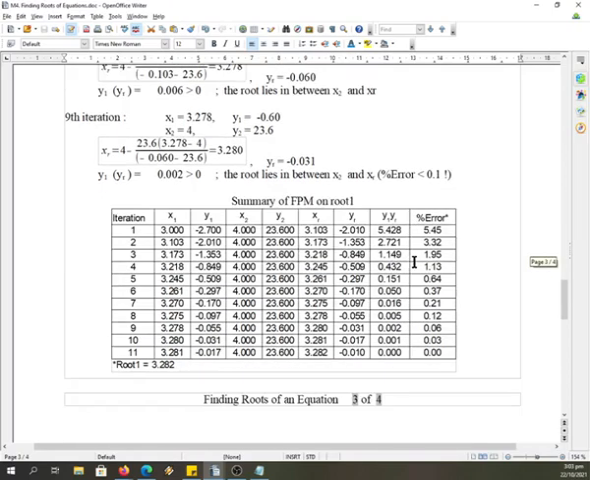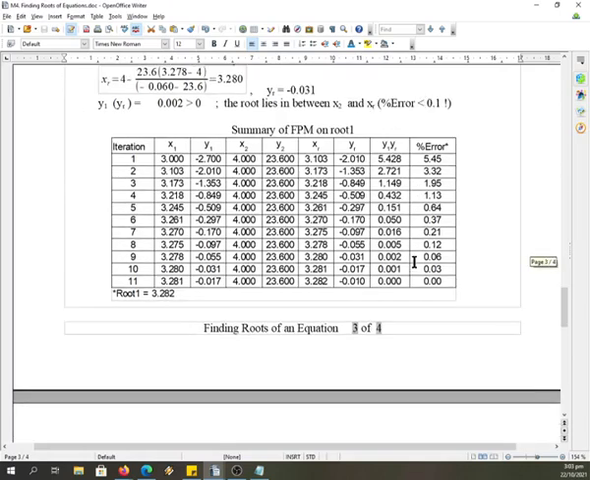In summary, I've summarized the false position method on a spreadsheet. The first iteration, again, the values are x1, y1, x2, y2, xr, and yr. y1 times yr, they are all positive in this case. Then let's compute the percent error.